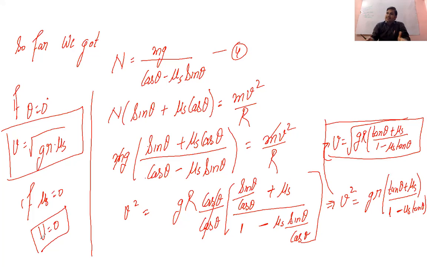Okay, so this was the case for motion of the car on a level road we have discussed. And at that instant there was only one force, that was the friction force, that was providing the centripetal force. In the second case we have discussed motion of a car on a banked road. This was the case when the road was slightly tilted by some small angle.